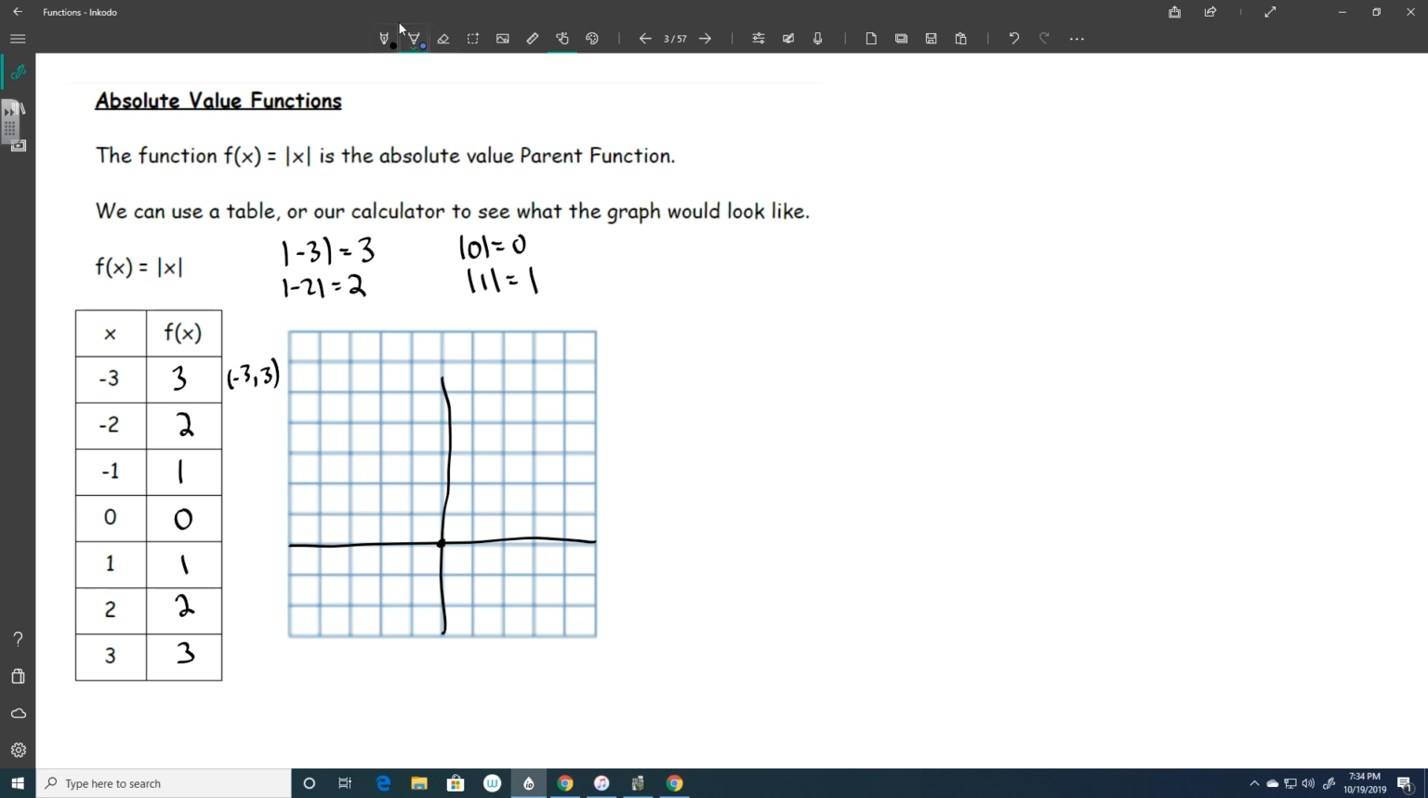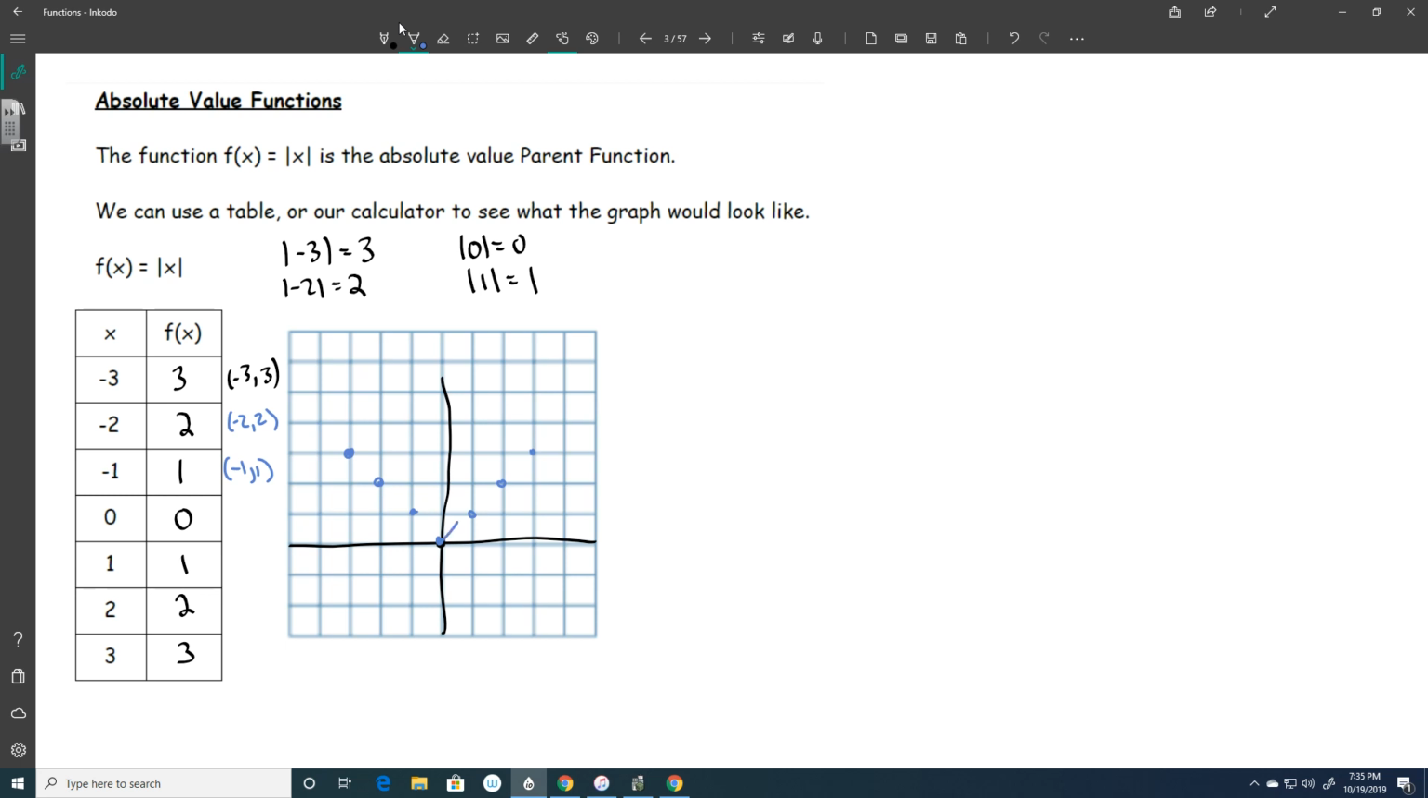We'll pretend that's straight. So -3, 3, I go over 1, 2, 3, and I go up 3. There's 1 point. -2, 2, that's what this one represents. So I go over 1, 2, up 2. -1, 1, that's what that represents. So -1, 1, 0, 0 is right here. And then I go the other direction. 1, 1 is here, 2, 2, and 3, 3.